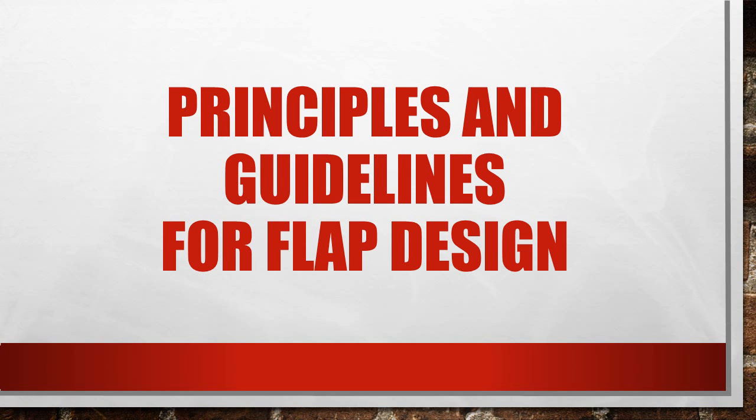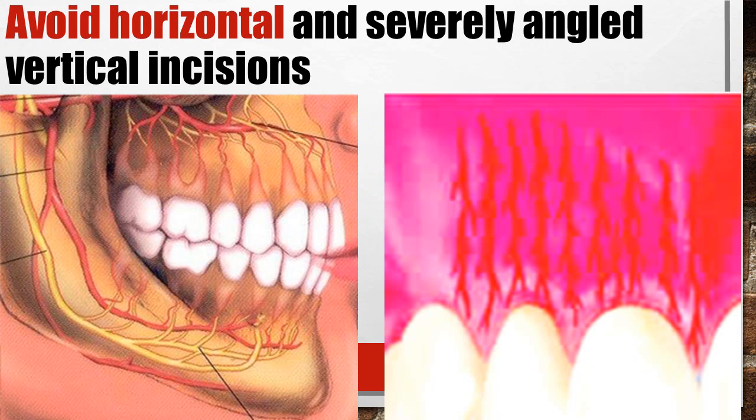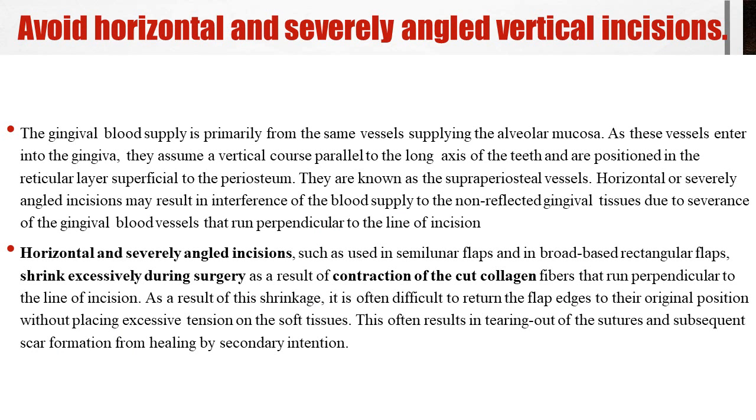So coming to the principles and guidelines, the first is you should avoid horizontal and severely angled vertical incisions. As you can see in the picture on the slide, the blood supply of your gingiva is actually in a vertical manner. So if you give a horizontal or a severely angled vertical incision, you are going to be compromising the blood supply of the gingiva. So your healing is going to be delayed. That is why we wish to give the vertical incisions and the intrasulcular incisions. It helps in faster healing because the blood supply is not compromised.